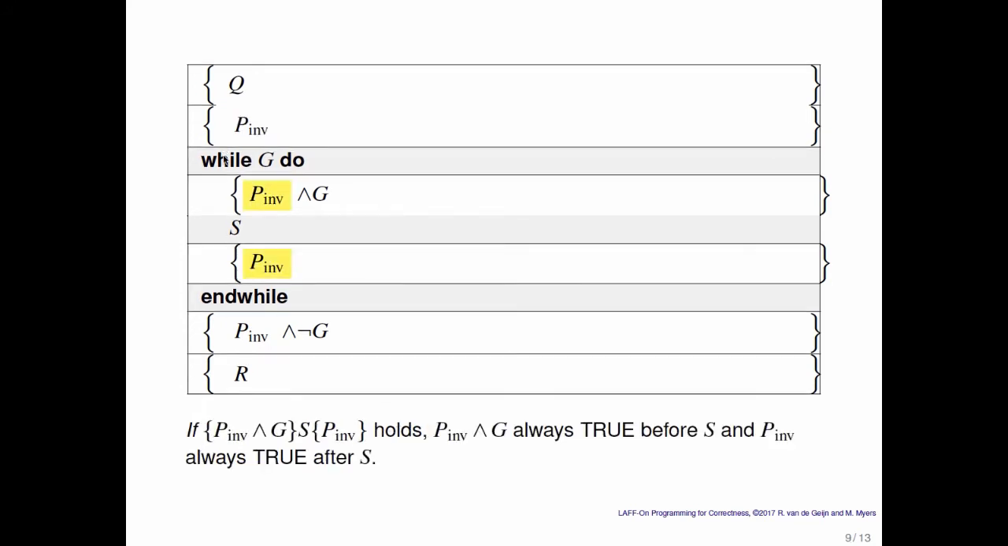If we can show that if the loop invariant holds as well as the loop guard before S, then we will again end up in a state where the loop invariant holds. Then we can conclude that the loop invariant holds before and after the statement S every time through the loop. That's the inductive step in mathematical induction.